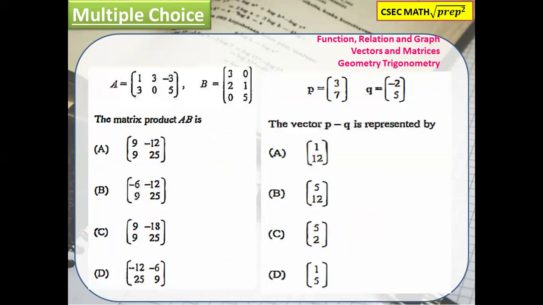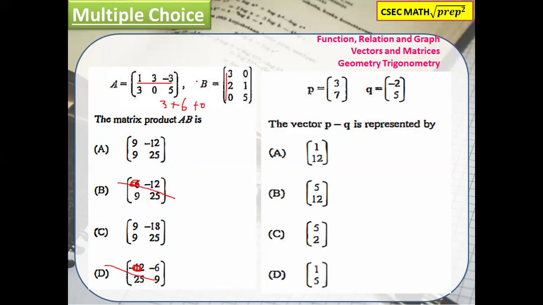All right, some other vectors question here. This one is asking us to multiply matrix A with matrix B. But you and I know that in doing so, we'd be multiplying row by column, right? So let's go. 1 times 3 is 3, plus 3 times 2 is 6, plus minus 3 times 0 is 0. When I add these numbers, the result is 9. So the first number is 9, which means these are out so far.